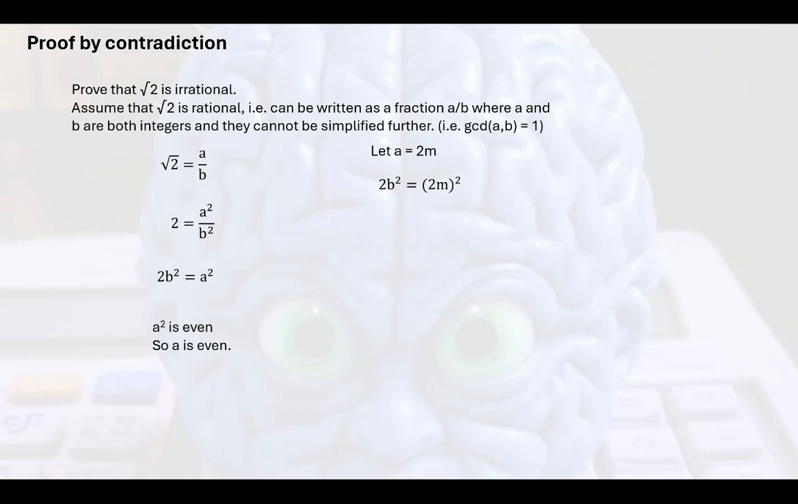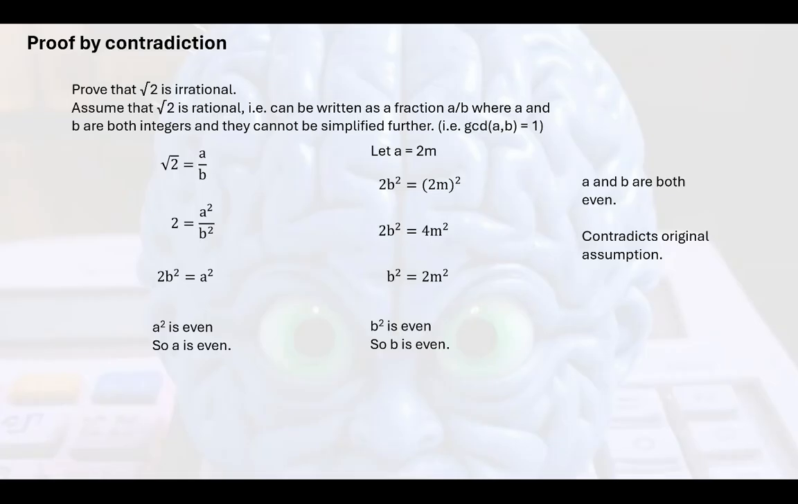We can substitute that into line 3 on the left-hand side and say 2b squared equals 2m all squared, which means 2b squared equals 4m squared, which means b squared equals 2m squared. That means that b squared is even, which also means that b is even. So what we have is a and b are both even. However, that contradicts our original assumption that root 2 can be written as a fraction where it cannot be simplified further. That means our initial assumption must be wrong and root 2 must be irrational.